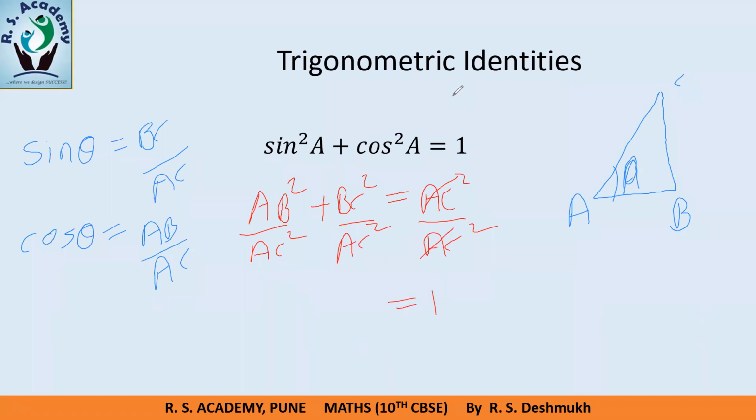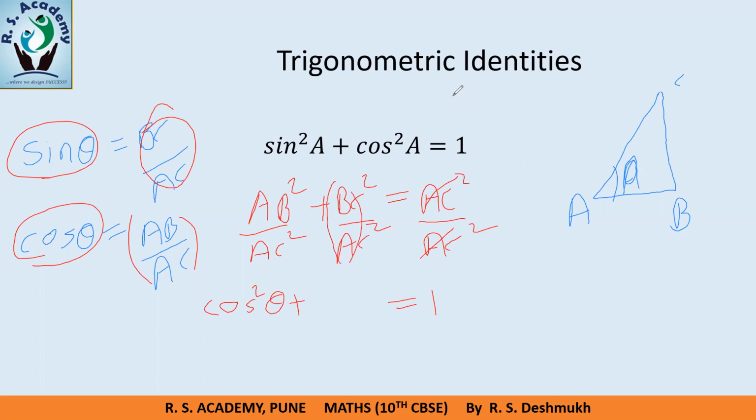But AB square upon AC square is what? It is AB upon AC whole square, and AB upon AC is cos theta. So it is cos square theta plus, again check, BC upon AC is sine theta, so this is sine square theta. And therefore we come to the first identity, sine square theta plus cos square theta is equal to 1.